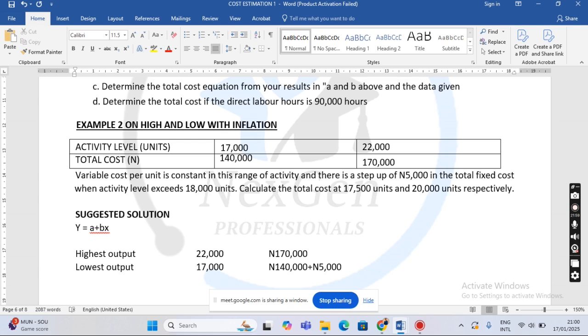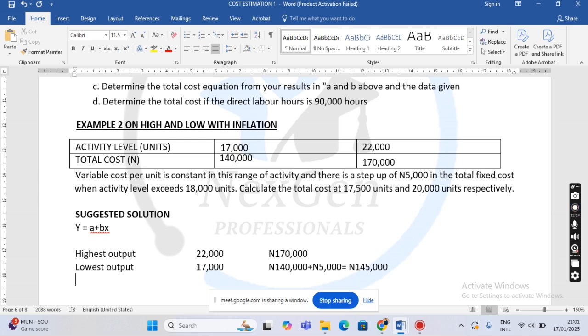Class, are we still together? Yes. So this will give us 145,000. Which means that your lowest cost is now 145,000, because you take into consideration the step fixed cost of 5,000 if the production level exceeds 18,000.